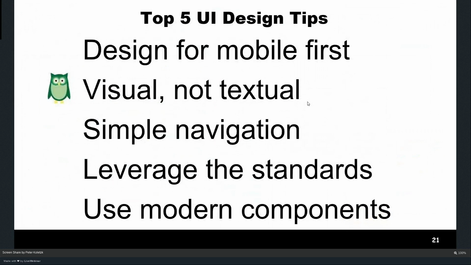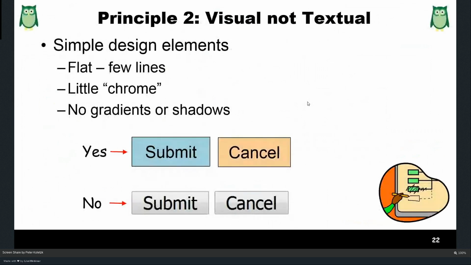Second principle is visual, not textual. So the idea is to use simple design elements, which are flat. There's very few lines. There's little chrome. I remember trying to build a tab interface in Oracle Forms at one point, and it required a large number of graphics to create the curved corners. And then when you change from one tab to another, you have to change colors on the tabs and make one basically disabled and the other one enabled. So there was a lot going on.